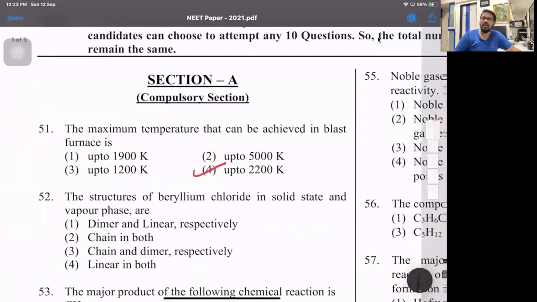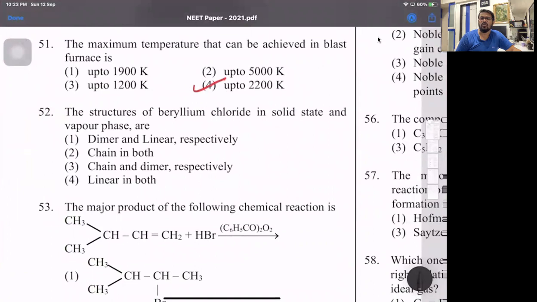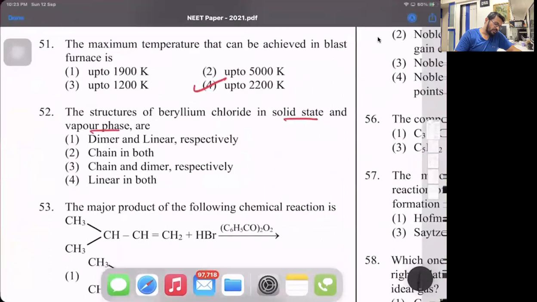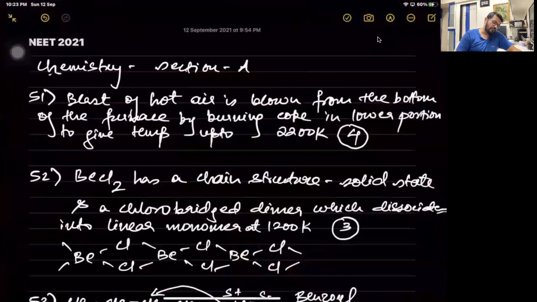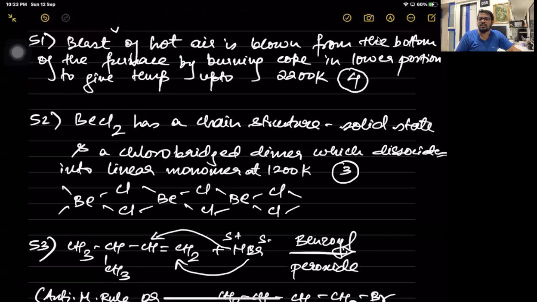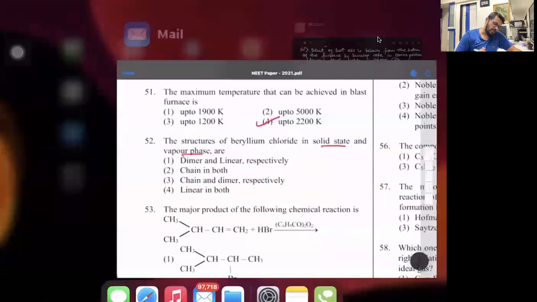That's the first one. Second one, the structure of beryllium dichloride in the solid state and in the vapor state. This is with respect to the P block, that is the 11th standard part. Sorry, not P block, the S block part, that's the alkaline earth metal part. So here, beryllium dichloride is a chain structure in the solid state, and a chlorobridge dimer structure. Is this clear? That's the dimer structure, which dissociates to give a linear monomer at around 1200 Kelvin. So in the solid state it is a chain, and in the gaseous state it is a chlorobridge dimer. So that's option 3, chain and dimer.